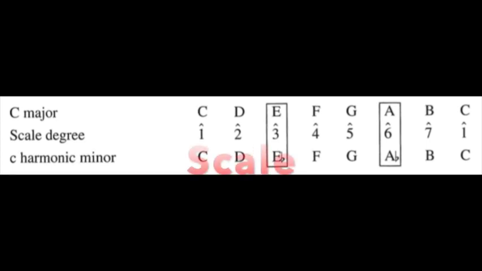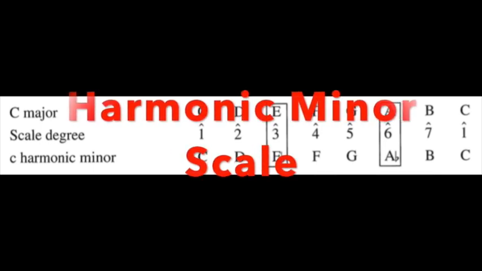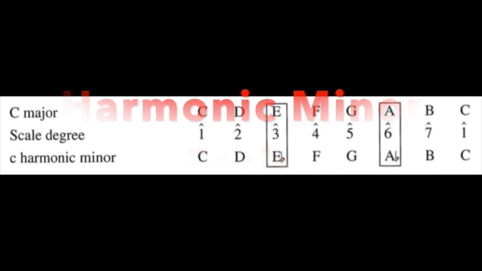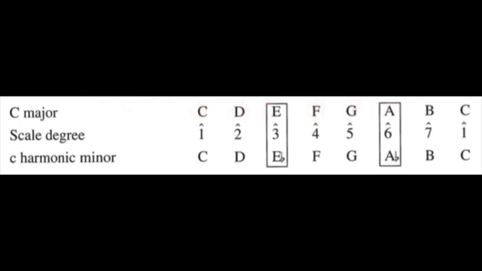So here we see our C major scale, C, D, E, F, G, A, B, C, and our C natural minor being C, D, E flat, F, G, A flat, B flat, C. Another minor scale type is the harmonic minor scale, which can be thought of as a major with a lowered 3 and 6. So here in our C harmonic minor scale, we go C, D, E flat, like the natural, F, G, A flat, also like the natural, but here the B is not flatted.